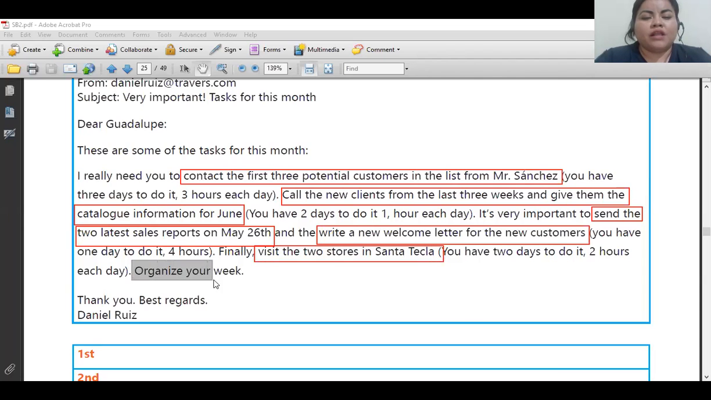Tenemos organize your week. Organize your week, okay? Organize your week. Organícese, right? Organize. Ese es otro imperativo, right? Look at how many imperatives we have. Right, in this. Esas son actividades que él está solicitando a ella que haga. Right? We have activities that they have to do.